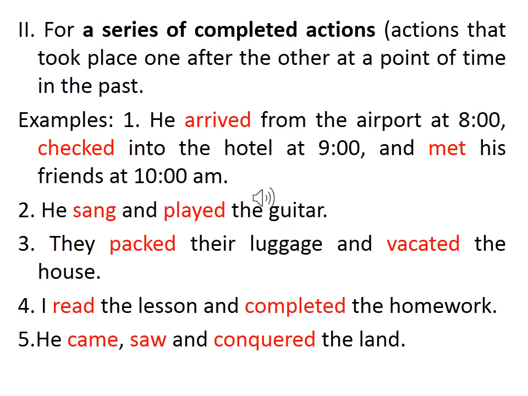Here we find that 3 actions have been done in the past and all 3 actions are completed. Therefore, the verbs are in their simple past form. Look at the second example. He sang and played the guitar.